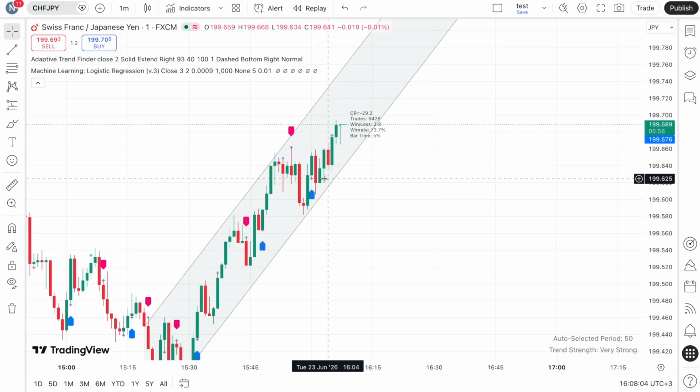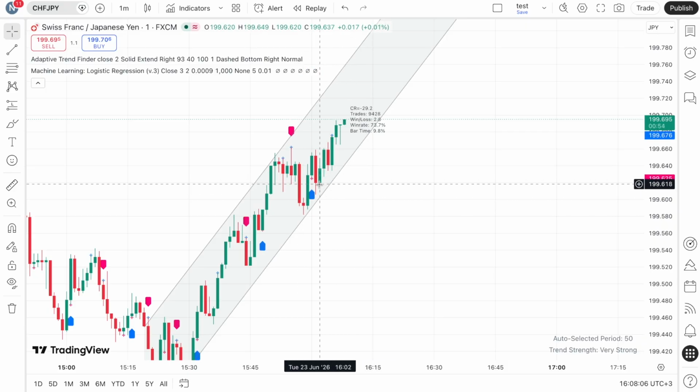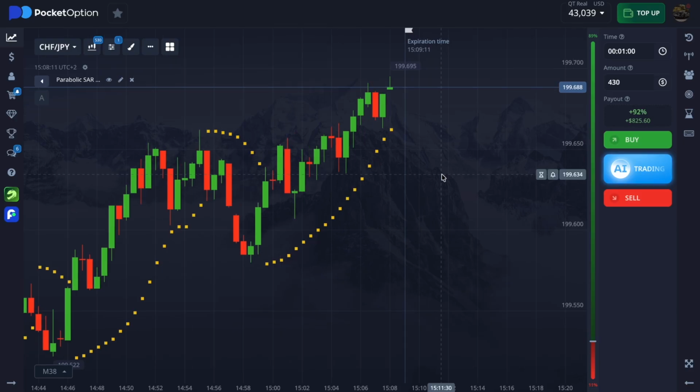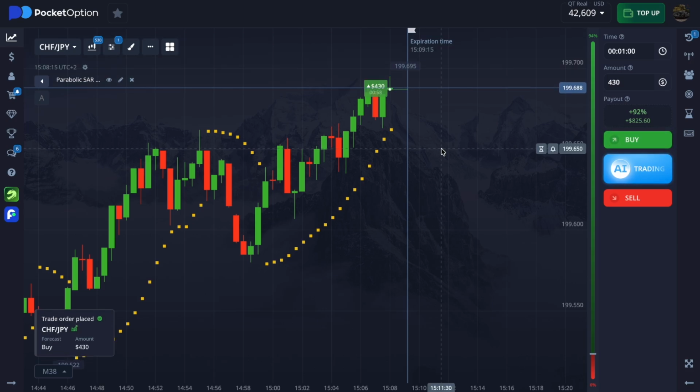When was the last signal? The last signal was an uptrade. I see that we are now below the upper boundary of the channel. And the SAR indicator confirms that we have an ongoing upward movement. So I enter an uptrade for 1 minute. I opened a trade for $430.